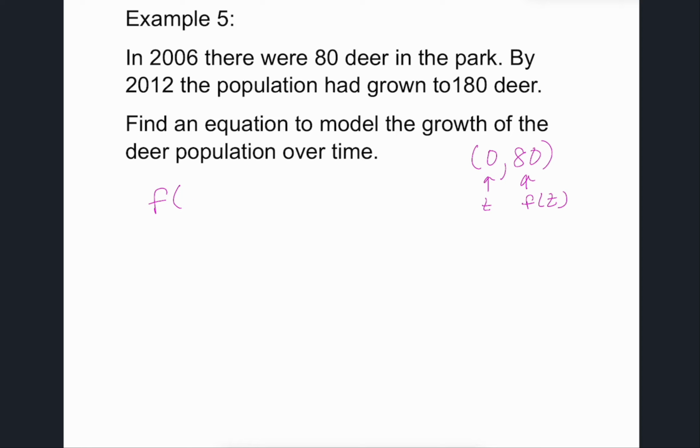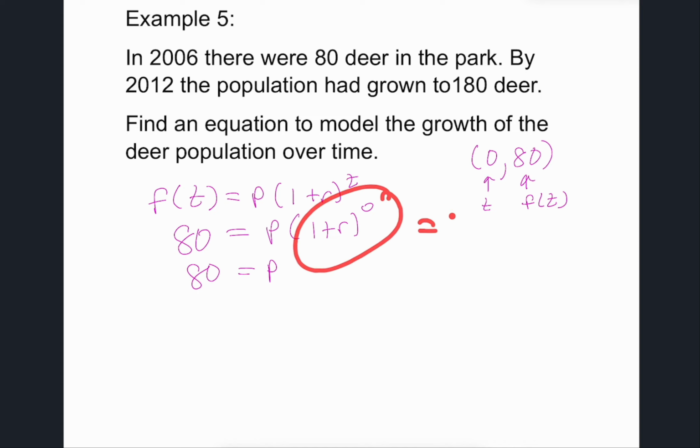Now let's write down that formula. Okay. Now, if we plug 0, 80 in, watch what happens. So at time 0, we get an answer of 80. So 80 equals P times 1 plus R to the 0. Now what's great is anything to the 0 power is always 1. So I know that P is 80 because this is equal to 1.